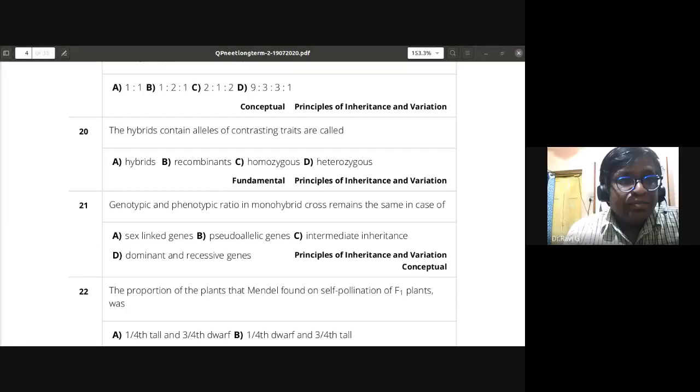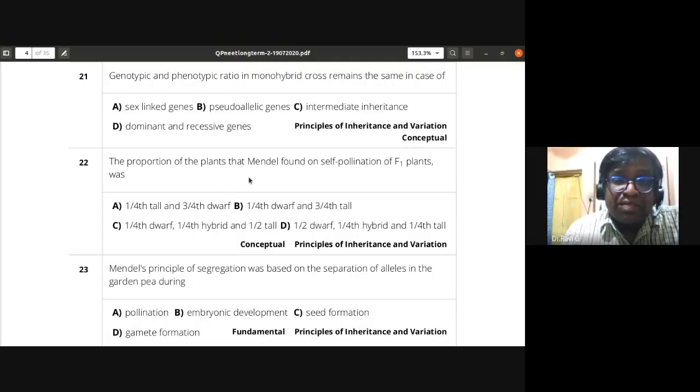22nd one. The proportion of the plants that Mendel found in self-pollination of F1 plants was. So the proportion of the plants that Mendel found on self-pollination of F1 plants, that is the F2 generation, F1 into F1 selfing. What did he find? The answer: 1 by 4th of them is dwarf and 3 by 4th of them were tall. So B is the answer. Out of 4 of them, 1 was dwarf and 3 of them were tall. B is the answer.